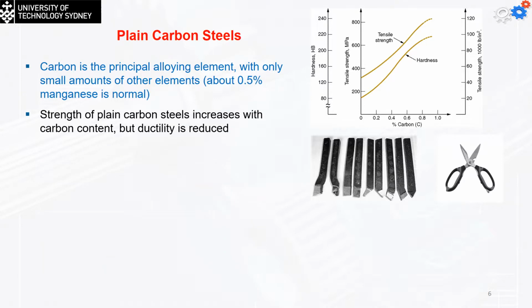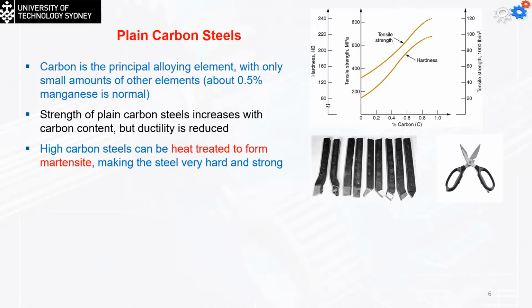Now, the strength of the plain carbon steel increases with the carbon content. As long as you add more carbon above 0.02, the strength is going to increase. But the problem is that the ductility will be reduced, simply because carbon is a brittle material. The high carbon steel can be heat treated to form martensite, making the steel very hard and strong.